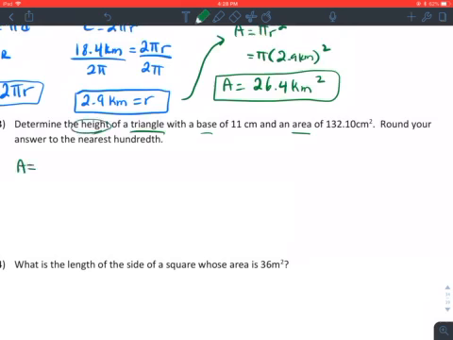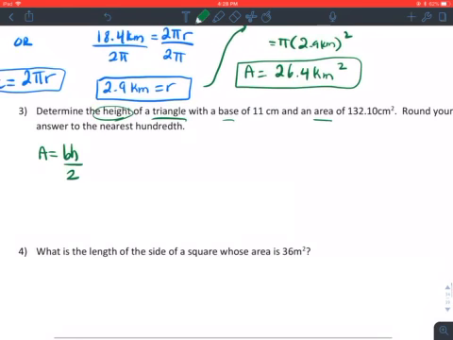So our area of a triangle formula is base times height over 2. We're going to plug in everything that we know and then go from there. So just down below, the area is 132.10 centimeters squared. The base is 11 centimeters. The height we do not know, and we know we have to divide by 2.